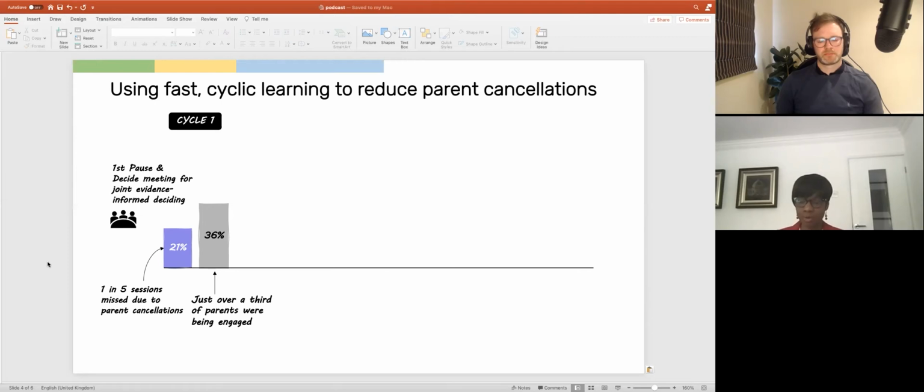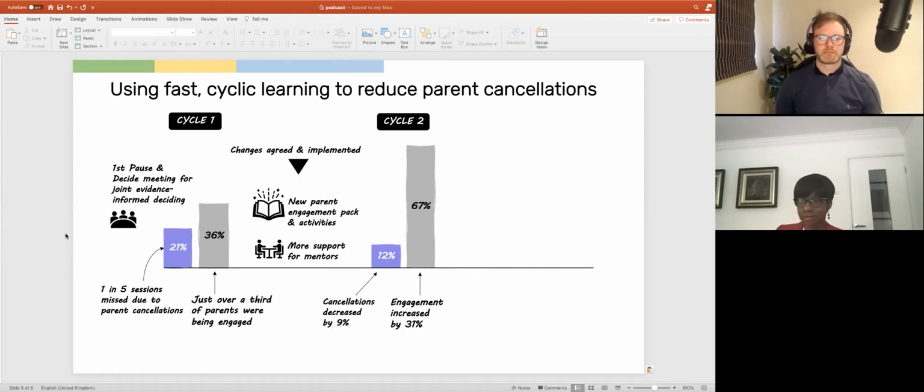So we found out why by talking to mentors, by talking to parents and carers, and reflecting with the program managers. And then they also noticed that low parent engagement corresponded with this. So parents weren't necessarily engaging in the program, and then we had all these missed sessions. So we reflected on this and agreed to make some changes.